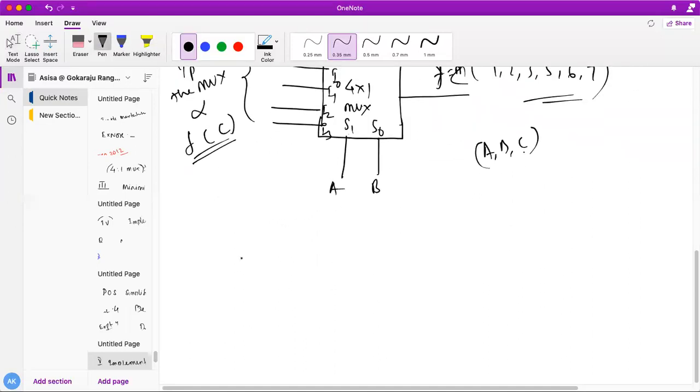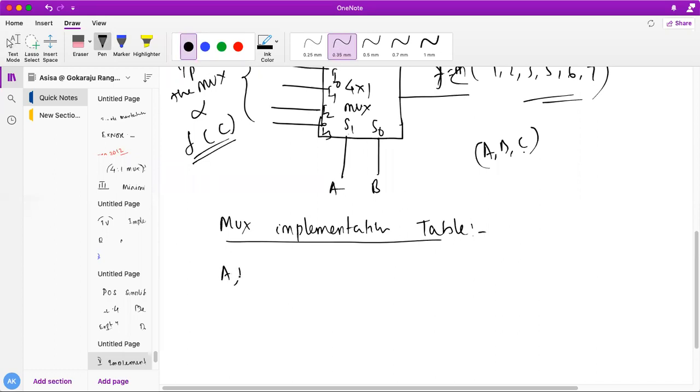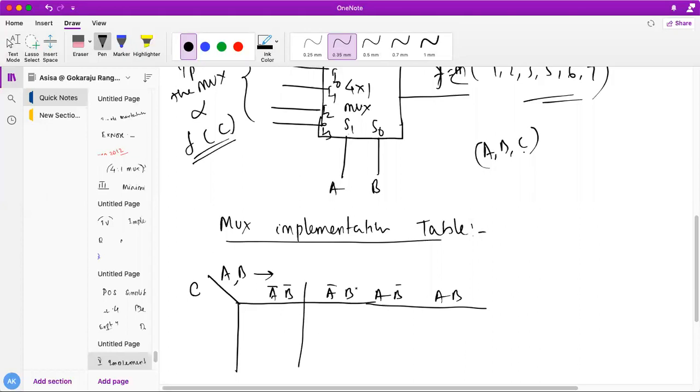So see here what I am going to do: I have to describe the mux implementation table. As I told you, how do we describe this table? Very simple. Whatever the select lines connected, you write down in the horizontal way, and in the vertical way the remaining variable. As we know, for A B there are 4 possible combinations: A bar B bar, A bar B, A B bar, and finally A B. Anything else is not possible. And for C there are 2 combinations, C bar and C.